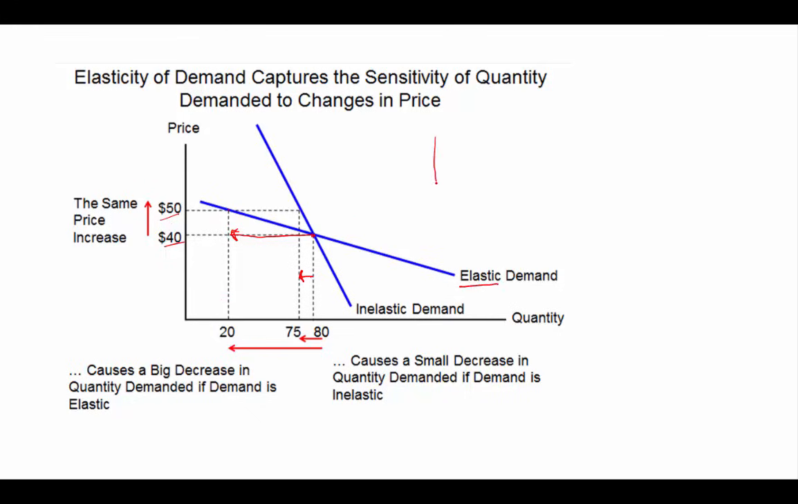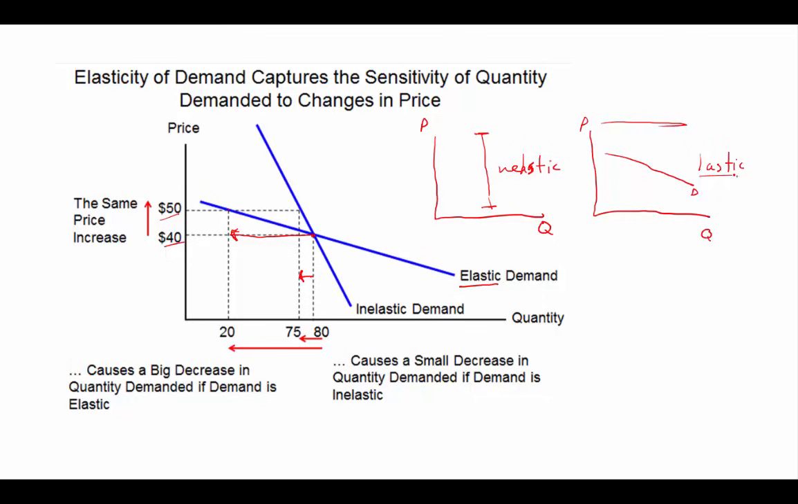One good way to remember what's elastic and inelastic is when we're looking at just the shape of a demand curve. The more inelastic demand curve is steeper, and it looks kind of more like a capital I for inelastic. And a more elastic demand curve is much flatter, and you can kind of see that that looks more like an E for elastic. So there's a kind of handy way to remember what's inelastic versus elastic.